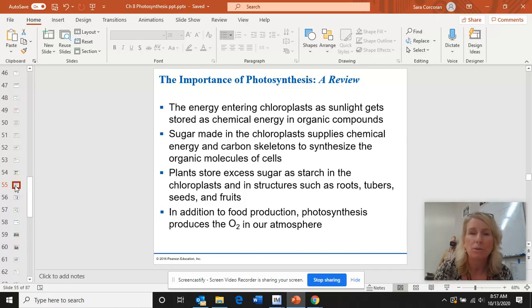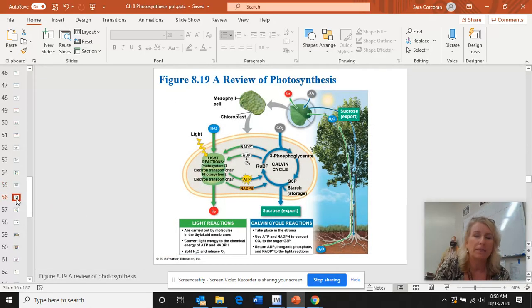Think of the biggest sequoia tree, a picture of the most gigantic tree you've ever seen. The carbon in that plant came from the air. The carbon that makes up the mass of that plant came from that initial fixation into the organic molecule during the Calvin cycle. In addition to food, it produces oxygen. So we really do care quite a lot about photosynthesis.